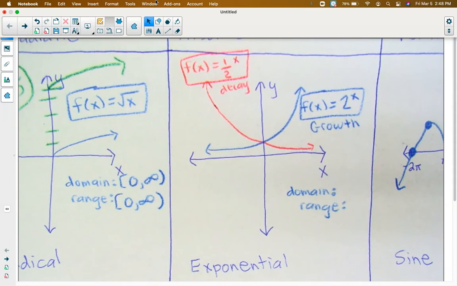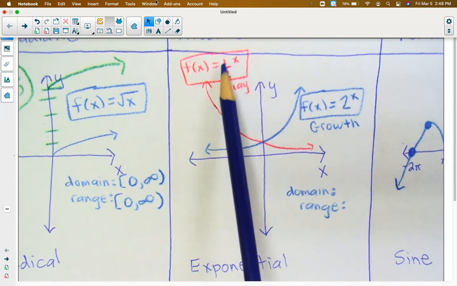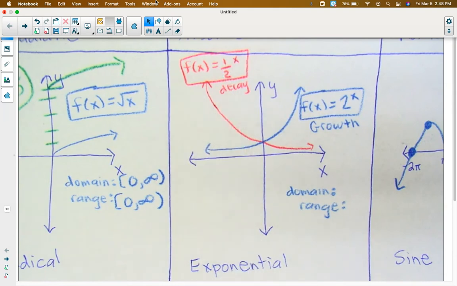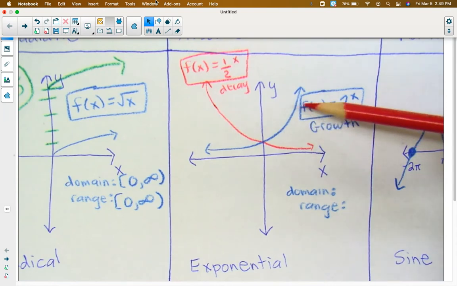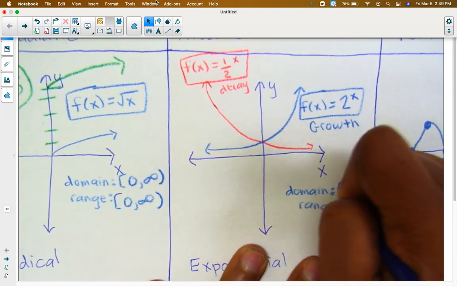It's growth if you have a number bigger than 1. And this will be coming up in a day or so. So if you have growth, you have a number bigger than 1. And if it's exponential decay, then you have some sort of fraction, a number between 0 and 1. So it's going to be going down. So my domain for this particular function, for my exponential growth, is going to be all real numbers. So my exponential growth function has a domain of all real numbers.